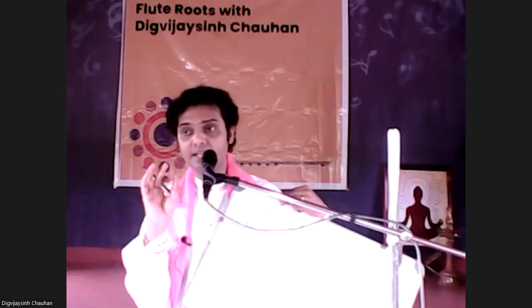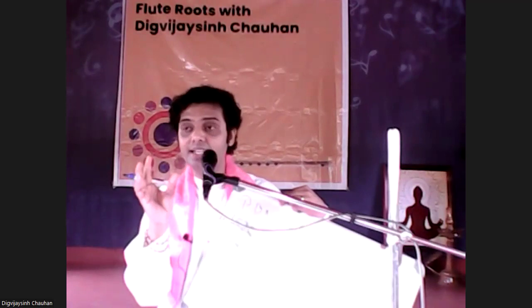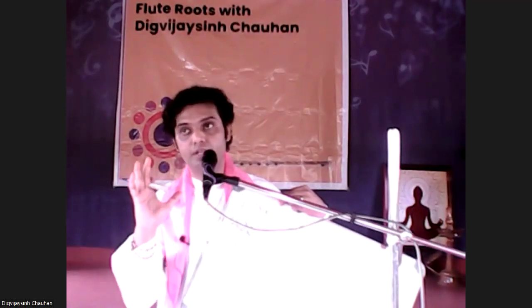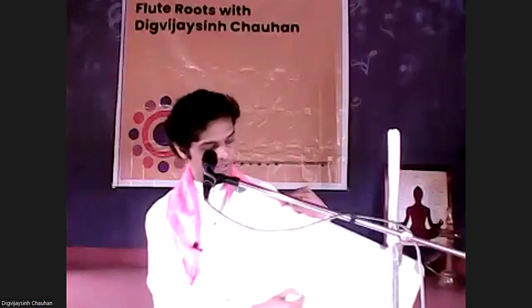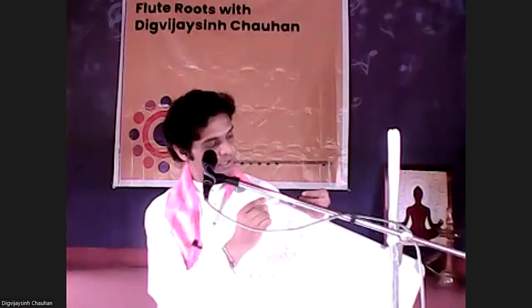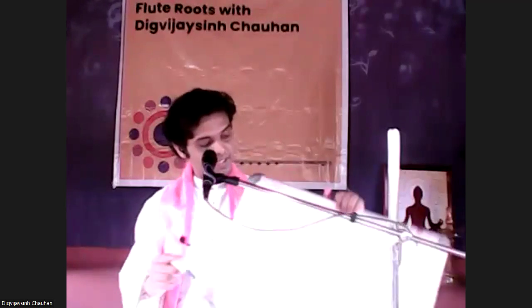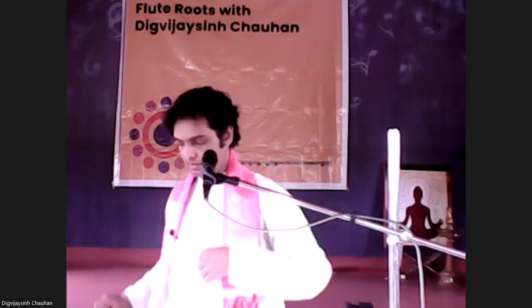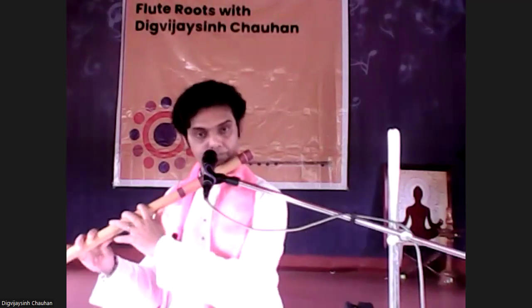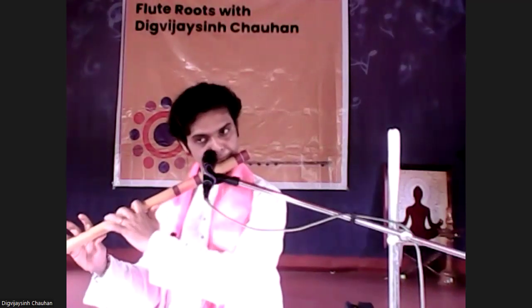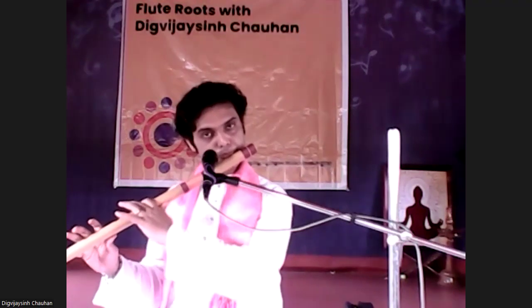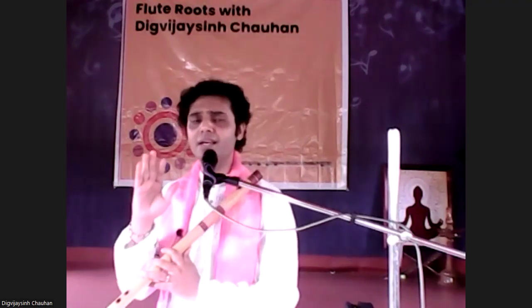Sa, ga, re, sa, re, ga. So that ga, re, sa, re is actually for the re, to give beautification or ornamentation to re. And the last ga is as it is. So this ga, re, sa, re is a Katka of re. Sa, re, ga.